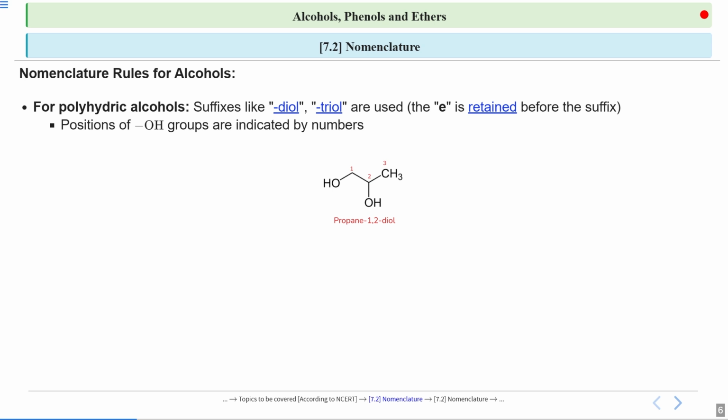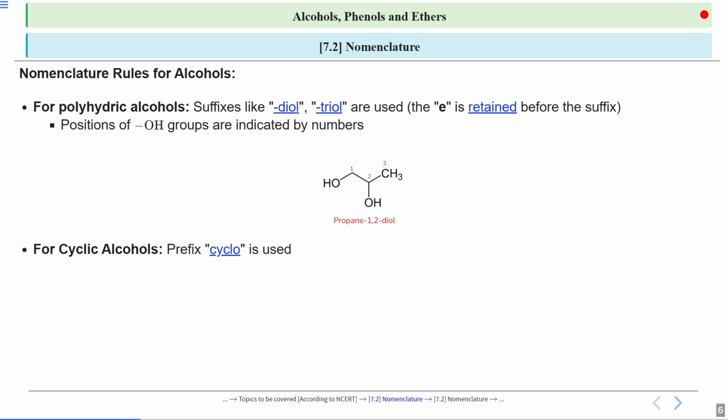Both the numbers 1 and 2 we have to write while naming, because they show the different positions of the OH groups, right? And we use the suffix diol because 2 hydroxy groups are present in our compound. A 3 carbon chain having 2 hydroxy groups, so it is propane 1,2-diol. Note here that the E of propane, the parent alkane, is retained as it is before the suffix. We don't have to replace it.